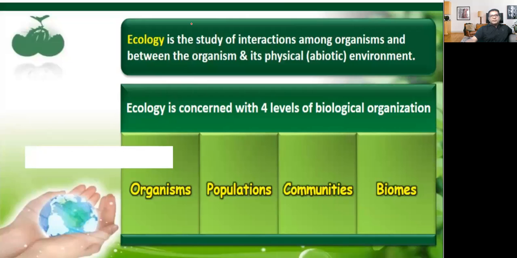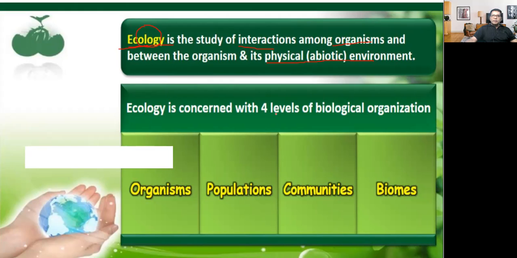So there is one branch of biology that is called ecology. Ecology means the study of interaction among an organism and between the organism and its physical, that is abiotic environment. Suppose you are an organism, so you may be interacting with other human beings. Plus, you may be interacting with your abiotic environment, means you may be taking water, you may be taking oxygen. So how these living beings interact with living as well as not living, that is studied under this branch that is called ecology.